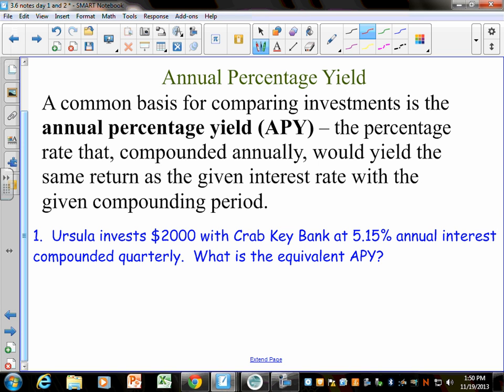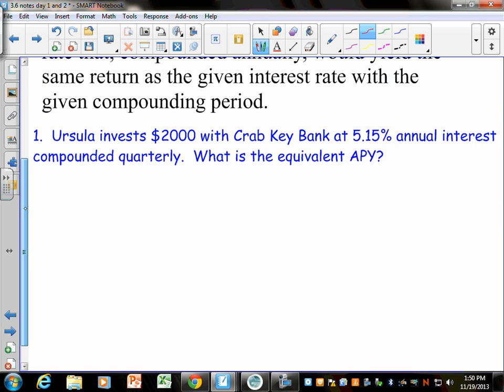Ursula invests $2,000 with Crab Key Bank at 5.15% annual interest compounded quarterly. What is the equivalent APY? So instead of looking at what we get when we compound quarterly, we want to say what would be the equivalent interest rate if it was only compounded once per year. Okay, that's what APY does. Every time we're going to set this up the same way. So once I show you this, you'll see it's not too bad.